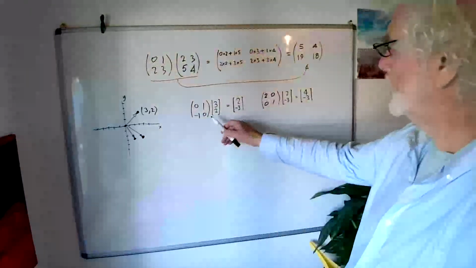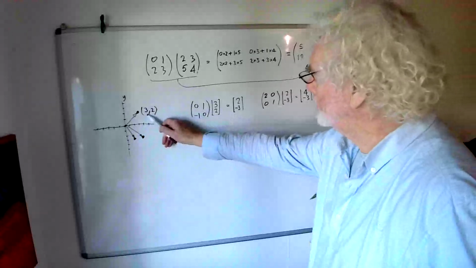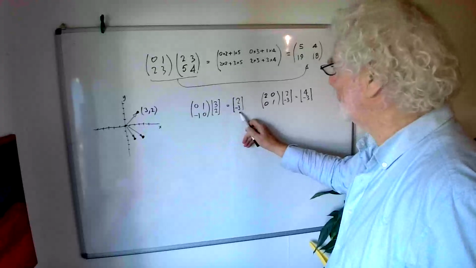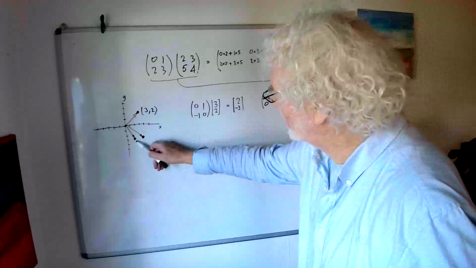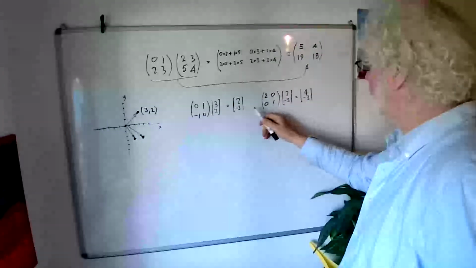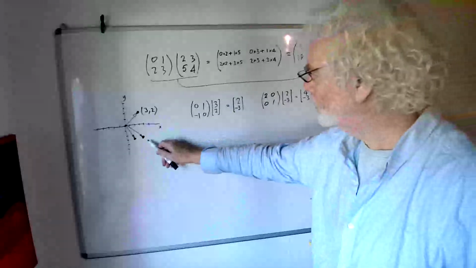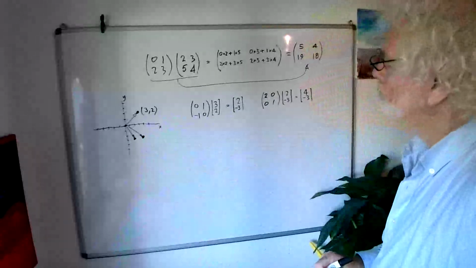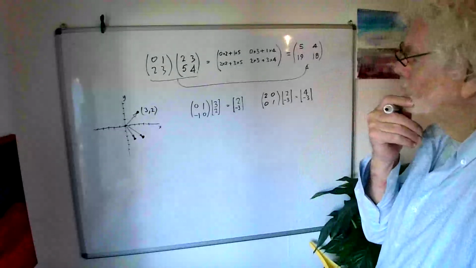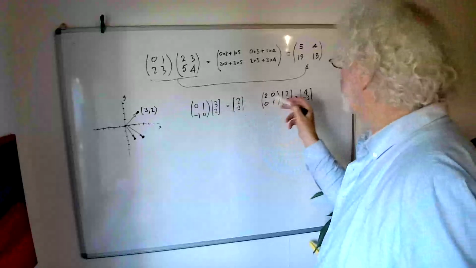So what I did here, I used this matrix acting on this vector, this point, and it gave us this new place, this one. And then I acted on that with this new matrix to give this third point. So I did two things. I did one and then the other.